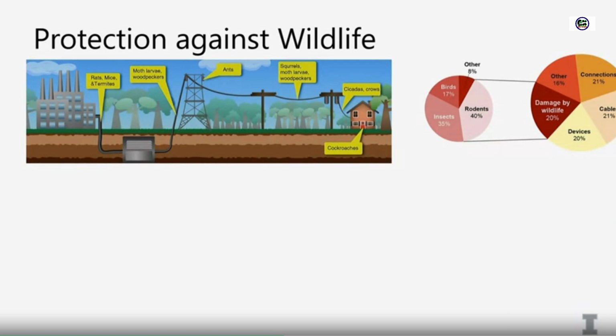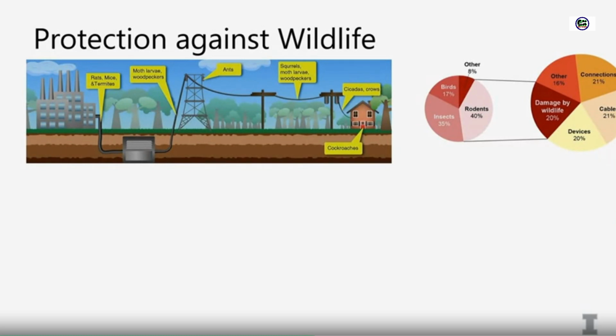And what we found is that cables failing cause a lot of problems. You just have a cable deployed, regular cable failures cause about 21% of outages. Connection failures cause about 21% of outages. Devices failing cause about 20% of outages. But wildlife causes about 20% of outages as well.